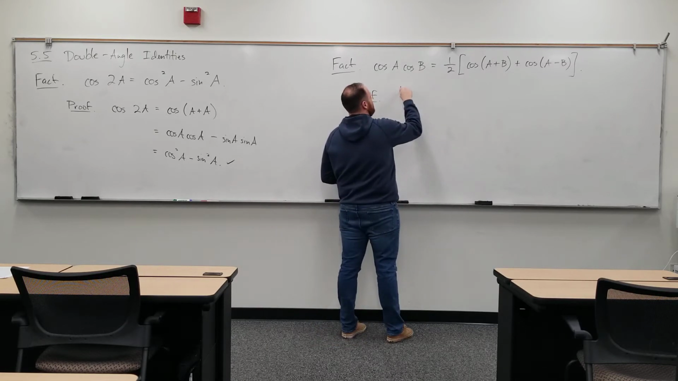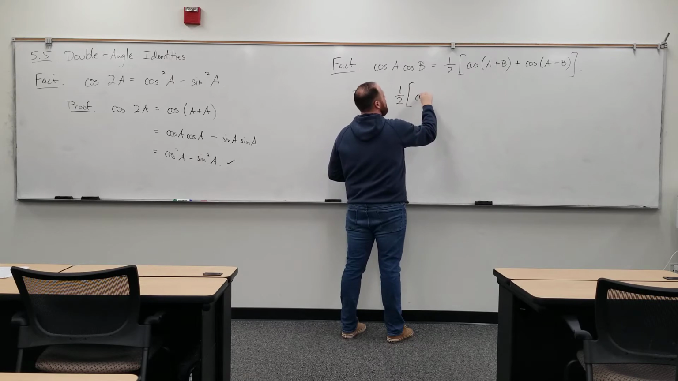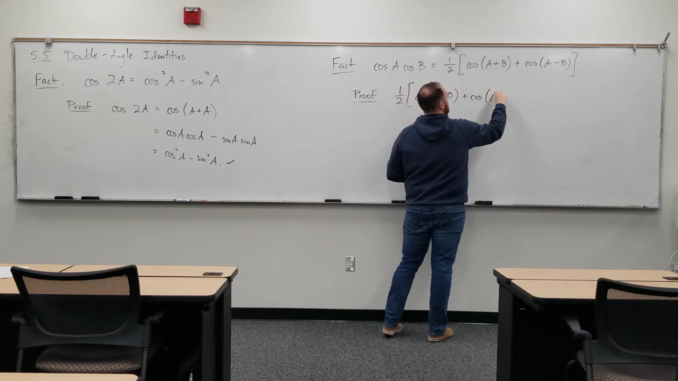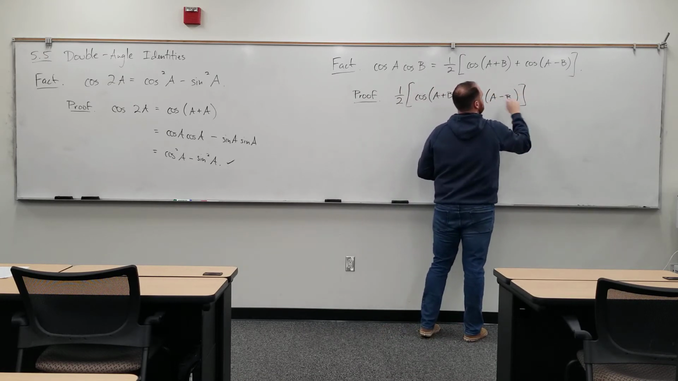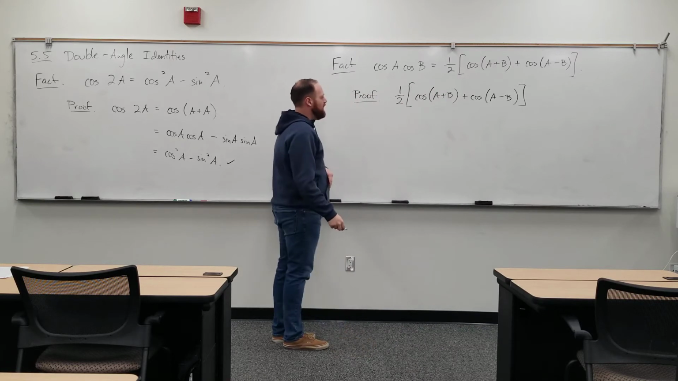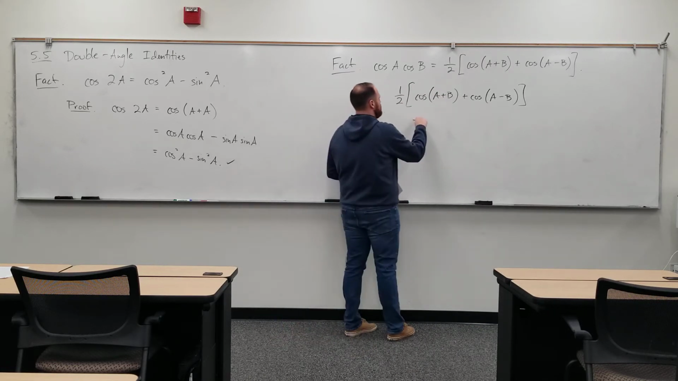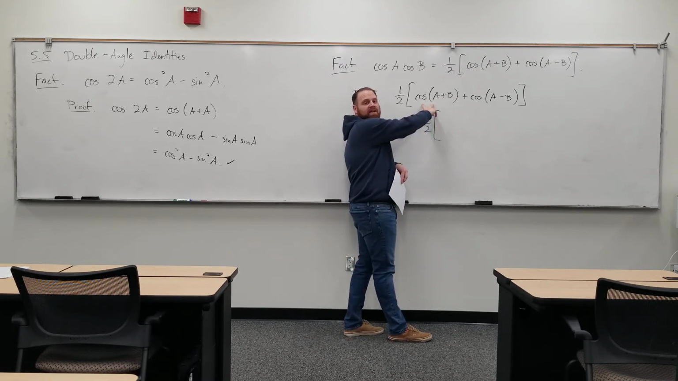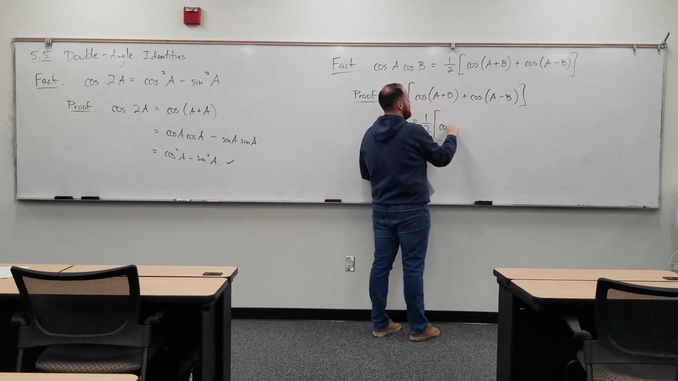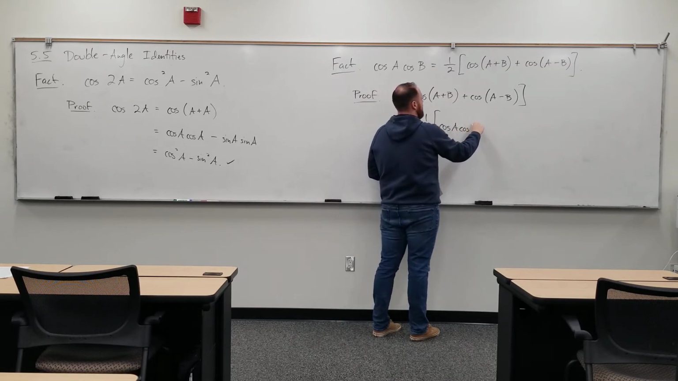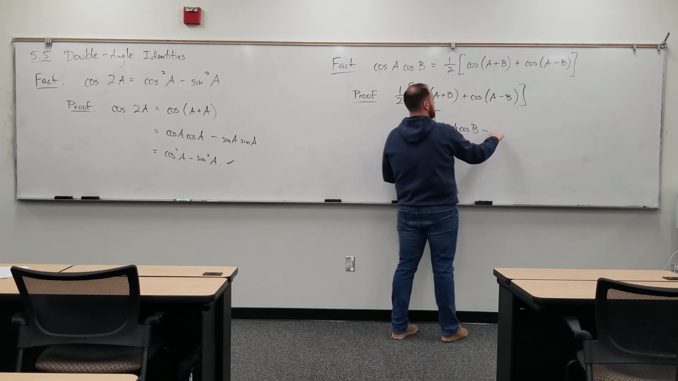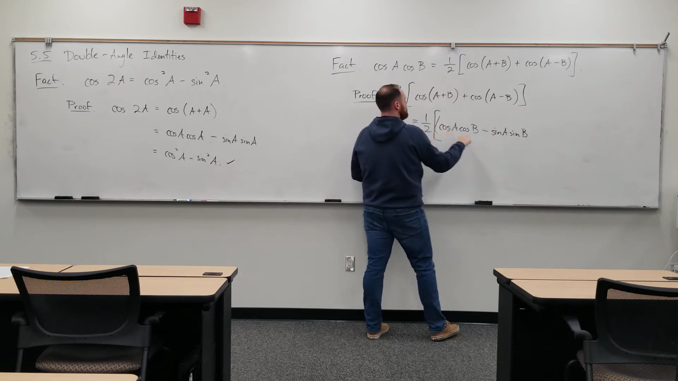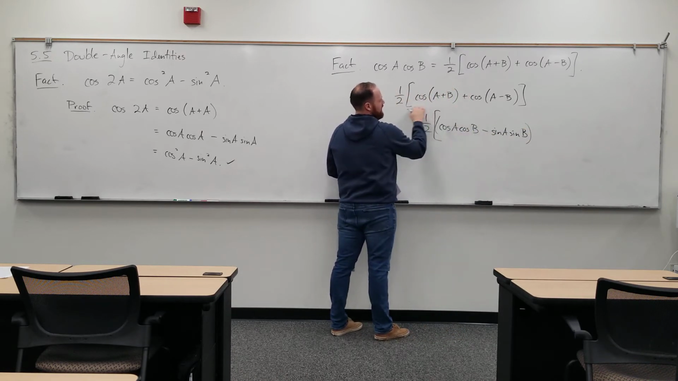So starting with 1/2 times cosine(A plus B) plus cosine(A minus B). That's equivalent to 1/2 times. Now cosine(A plus B), I can apply a sum identity, and I can say, well, this should just be cosine A cosine B minus sine A sine B. Okay, so that's all just that first one there.